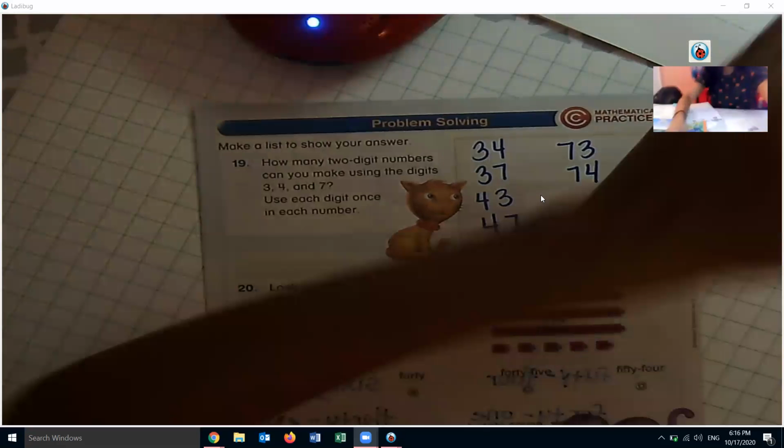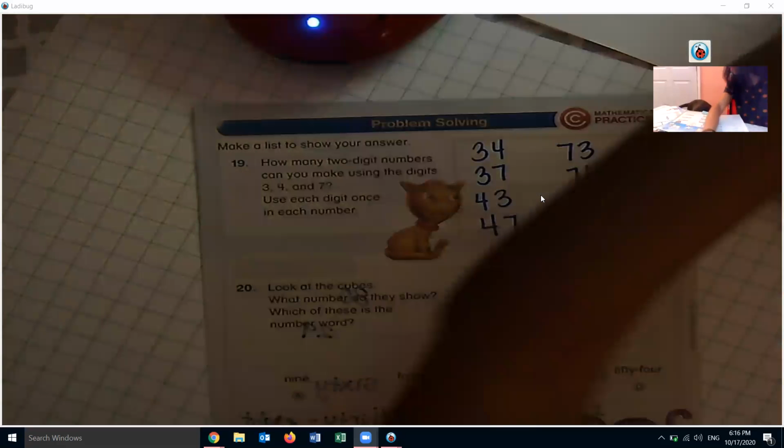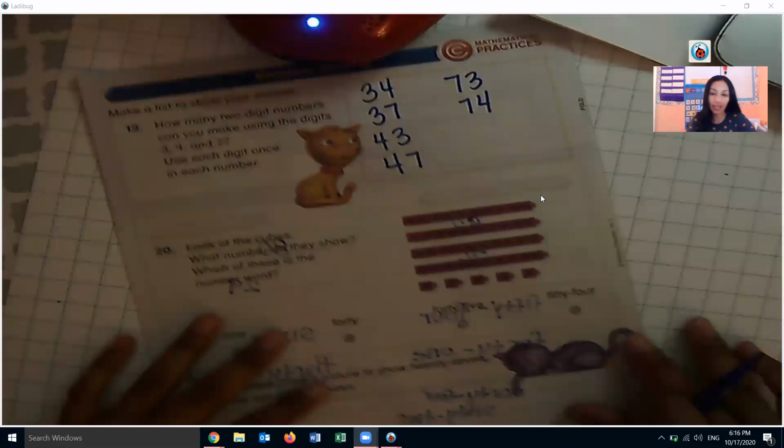Oh, if my Rex is here. He's like, hey guys. Sorry. He's trying to get cuddly over here.